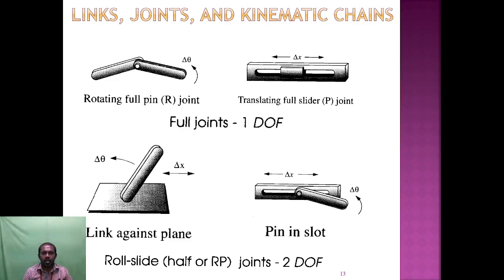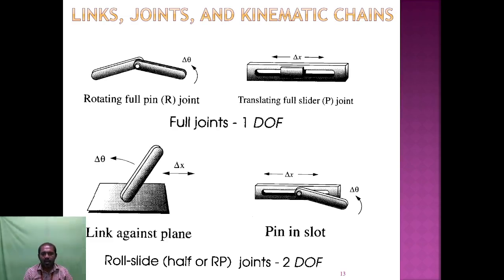The first diagram is a rotating full pin joint. So we have used 2 links and 1 joint, but the motion of the link is curvilinear. So it has 1 degree of freedom. It has 2 links, 1 joint, and 1 curvature motion, so 1 degree of freedom. Next, the translating full slider joint. The slider moves only in the x direction, only 1 direction. So here it is 1 degree of freedom.